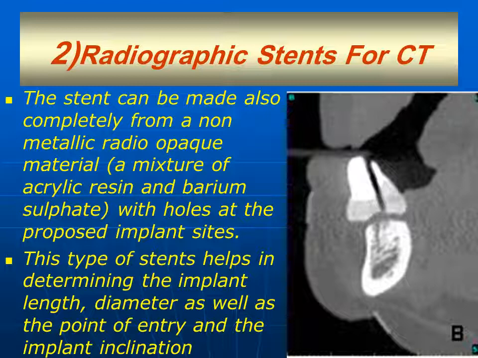It has to be noted that the stent can be made also completely from a non-metallic radio-opaque material, like for example using a mixture of acrylic resin after adding barium sulfate. The barium sulfate is added to the acrylic resin powder before mixing, and therefore the stent constructed is to appear in the X-ray or in the CT radio-opaque.